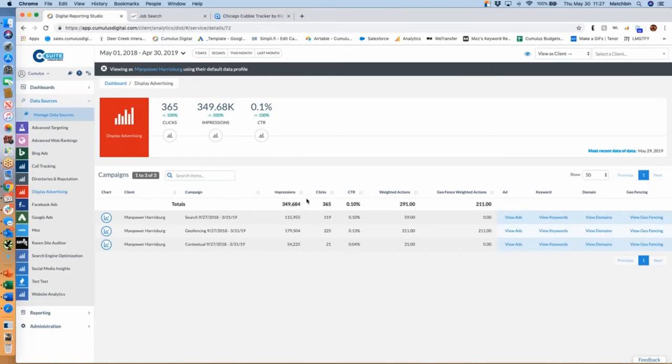350,000 impressions. 365 clicks. Their click-through rate is 0.10. And if you remember what I said the national average was, it's 0.05. So this is double the national average over the span of, what is that, October, November, December, January, February, March, April, May. We're in month 9, going into month 10.